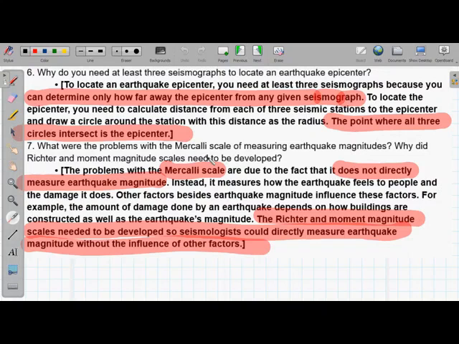You take a magnitude 1 earthquake in California and a magnitude 1 earthquake in North Carolina, you're going to get different results. There's going to be more damage in North Carolina because our buildings aren't built to withstand earthquakes because we don't get them. Okay. The Richter and moment scale were developed because they needed a way to directly measure the earthquake's energy release.